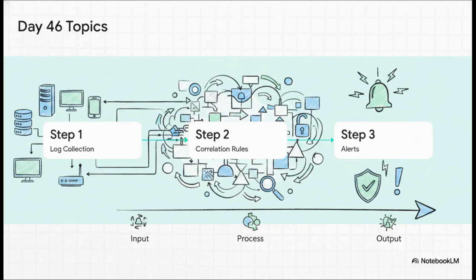Let's see how this builds chronologically. We get this incredibly elegant flow. Step 1 is log collection, that's our raw input. That data then flows directly into Step 2, correlation rules, our processing engine. And when those rules trigger, data flows right into Step 3, alerts, the actionable output. Input, process, output. Honestly, mastering this 3-step pipeline is the absolute core of understanding what SIEM is all about.